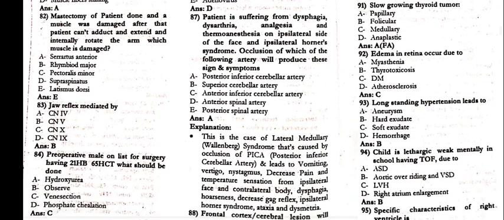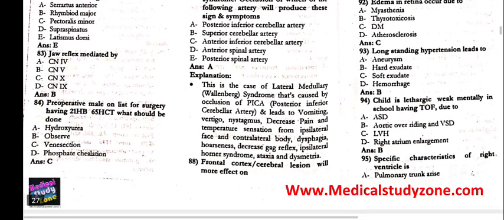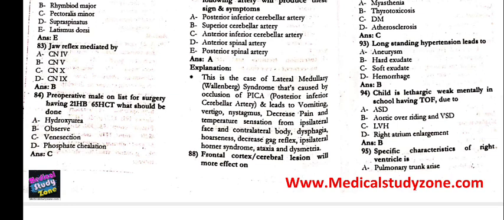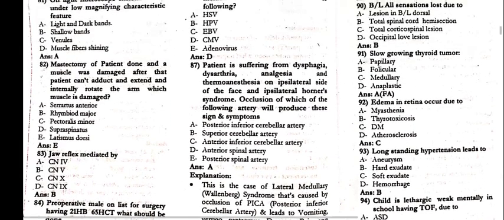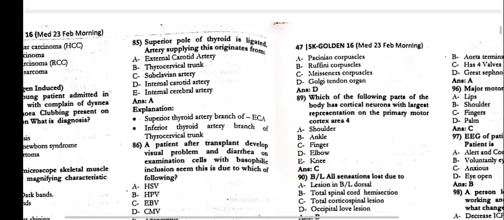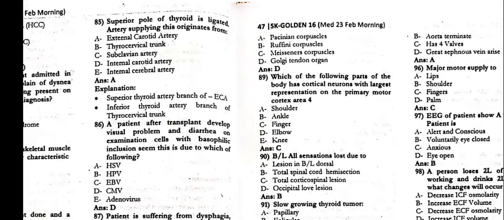Jaw reflex is mediated by cranial nerve number 5. 84, the preoperative male on the list for the surgery having hemoglobin 21, hematocrit 65. What should be done? The venesection must be done. Next, 85, the superior pole of the thyroid is ligated, artery supplying. This originates from the external carotid artery.